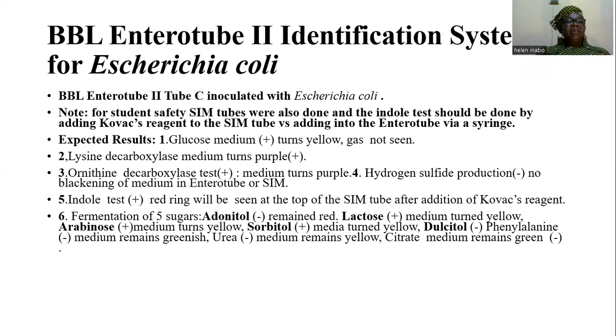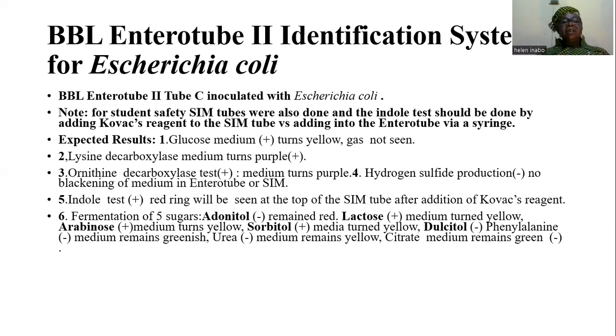Escherichia coli is also positive for ornithine decarboxylase test because the medium turns purple. Hydrogen sulfide is not produced. There is no blackening of the medium in the Enterotube or SIM tube. The indole test is positive, where you have the red ring seen at the top of the SIM tube after addition of Kovac's reagent. There are 5 sugars that are usually used in this test in the BBL Enterotube II identification system for Escherichia coli.